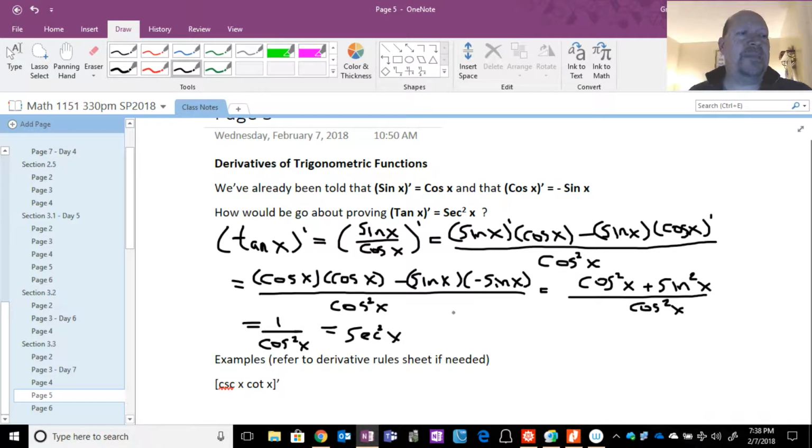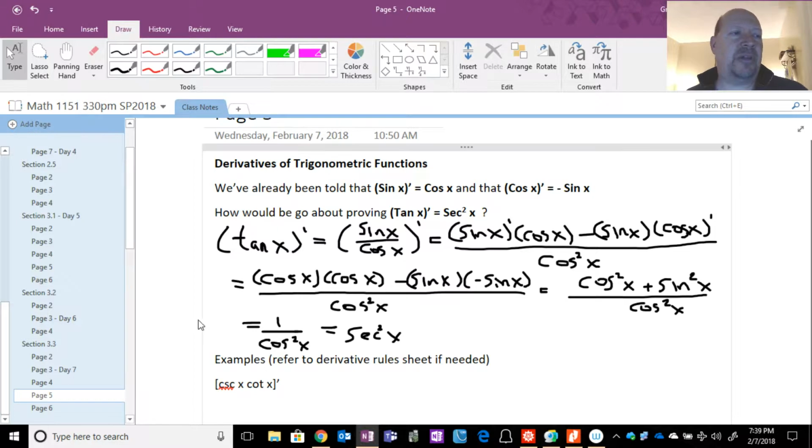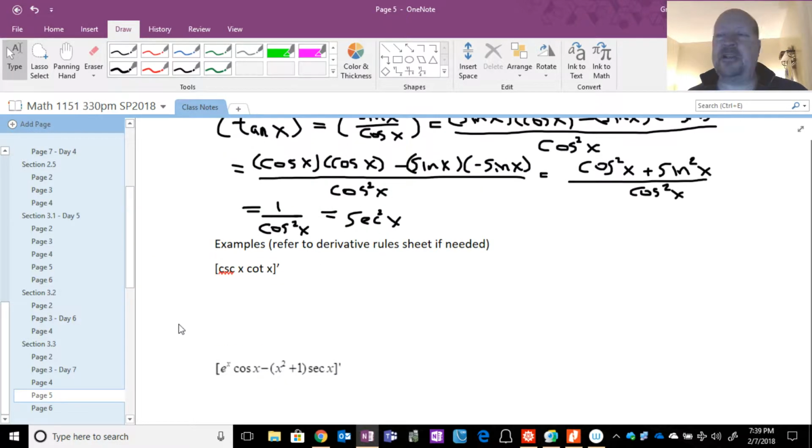All right, and you should be able to do the same thing if I ask you to prove that the derivative of the cotangent is negative cosecant squared. Change cotangent to cosine over sine, and then use the quotient rule and so on. And you could pretty much do the same thing with all the other trig functions if you needed to.